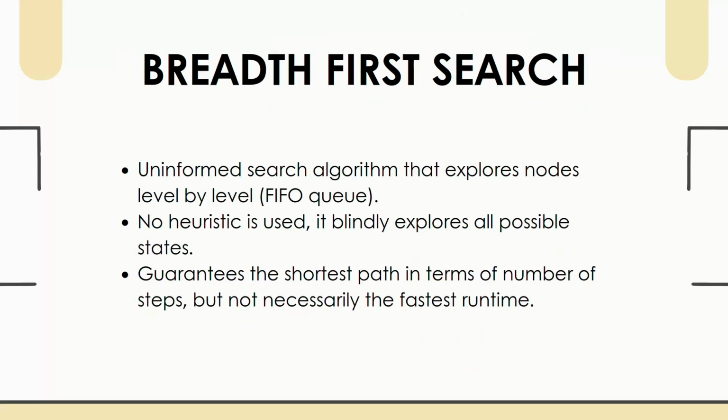Next, the next algorithm that we use is the breadth first search algorithm. It's an uninformed search algorithm that explores nodes level by level using a FIFO queue. No heuristic is used. It blindly explores all possible states and guarantees the shortest path in terms of number of steps, but not necessarily the fastest run time.